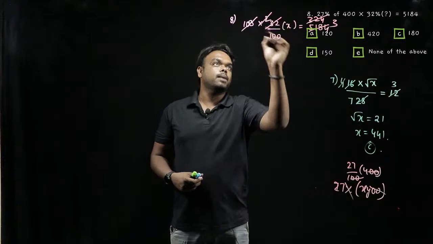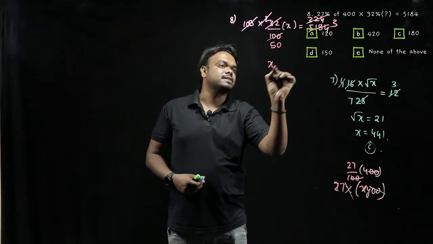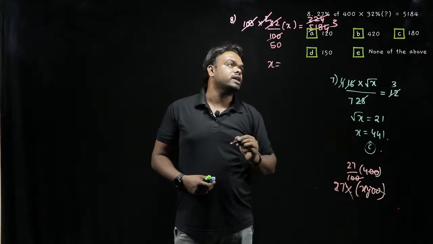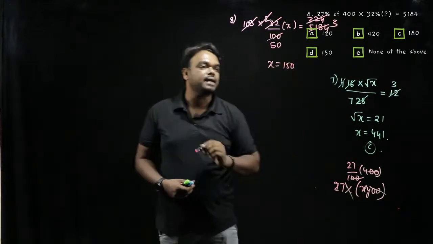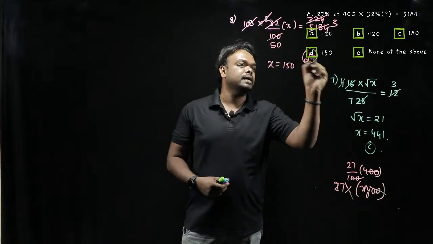तो फाइनल पार्ट 2 into 1, 2 into 50x is equals to 50 into 3. What is 50 into 3? 150. ऑप्शन है क्या आपका? यस, ऑप्शन नंबर D, that is your final answer.